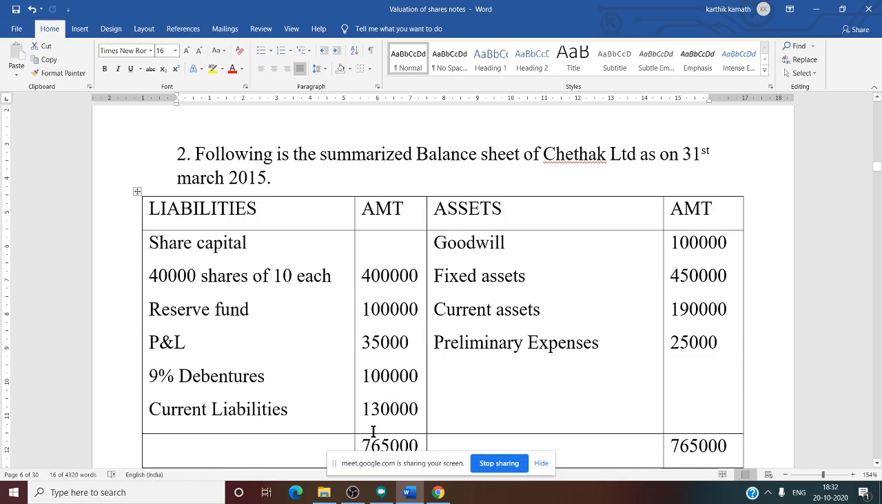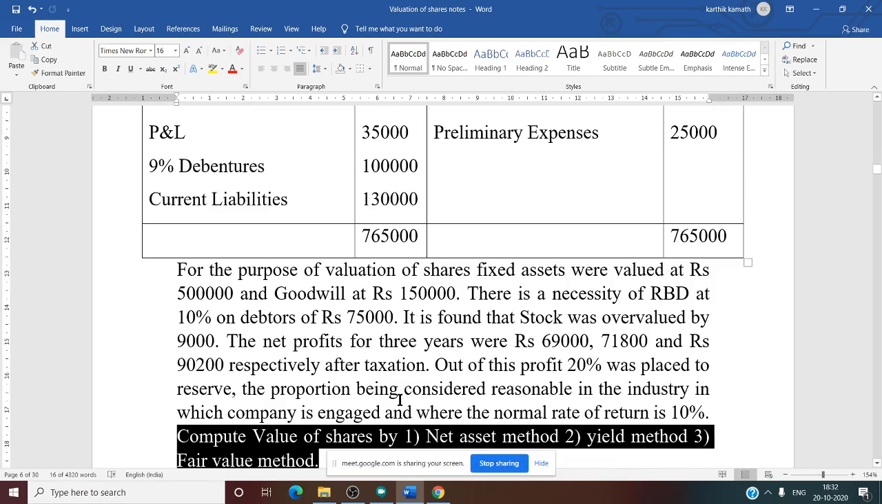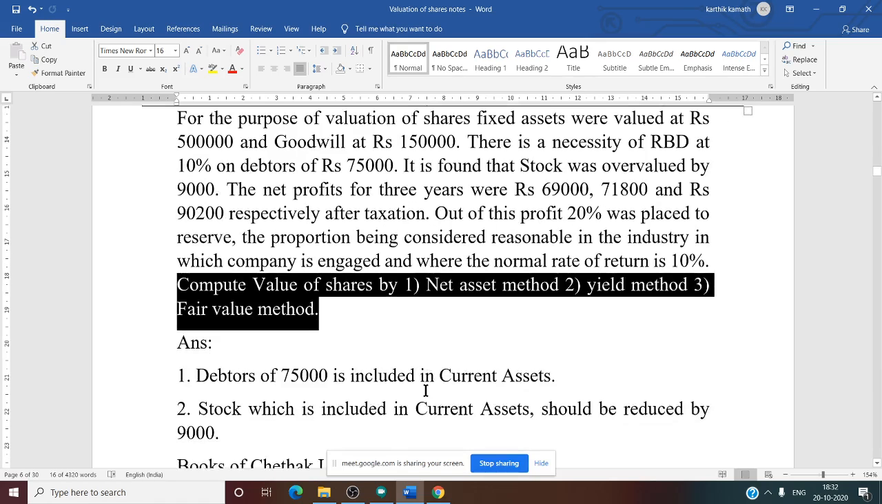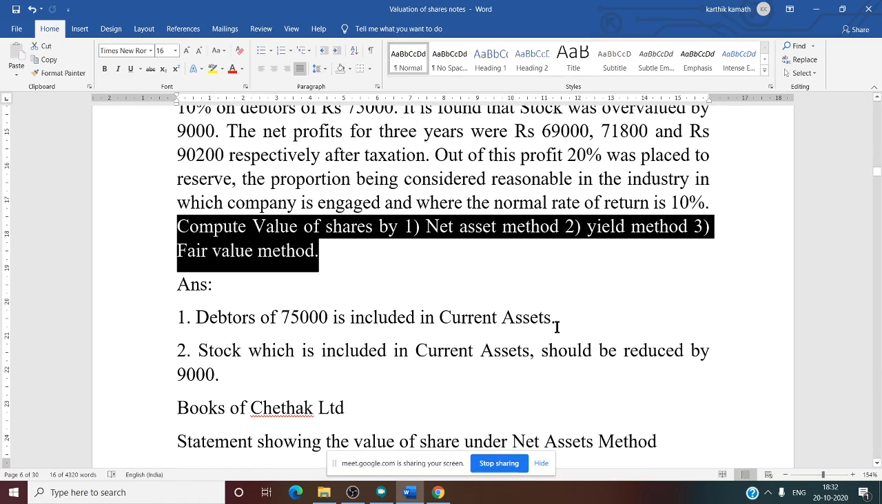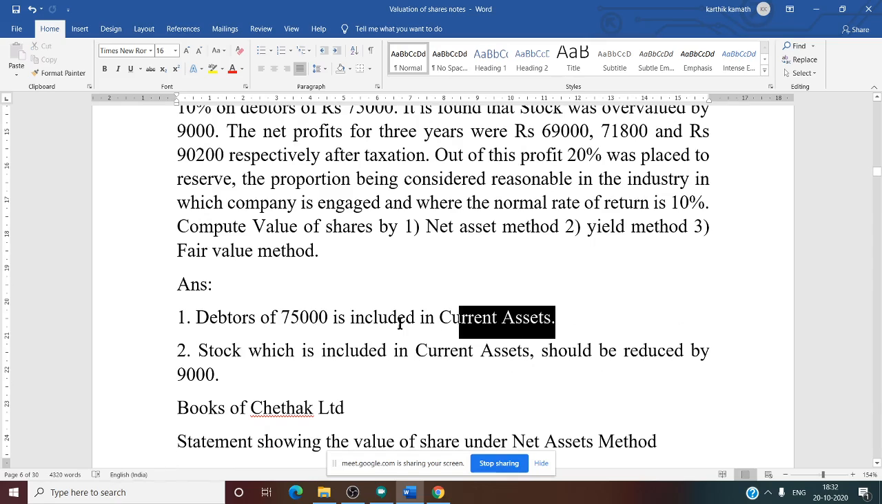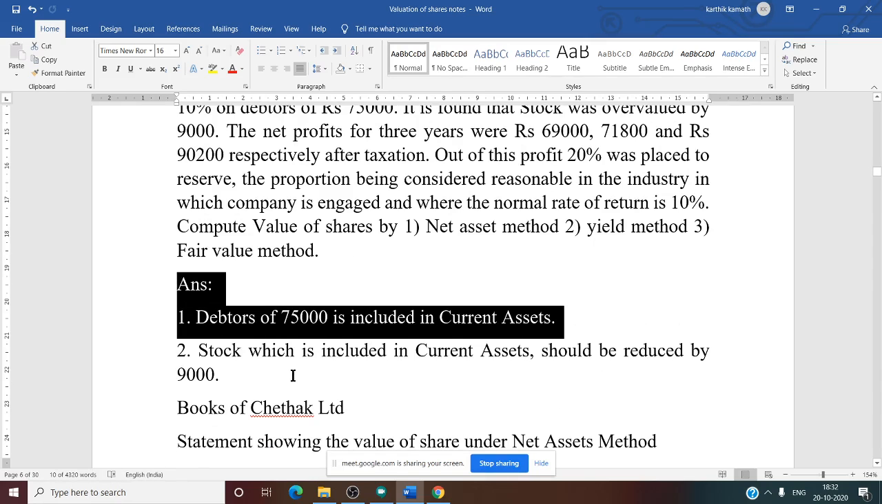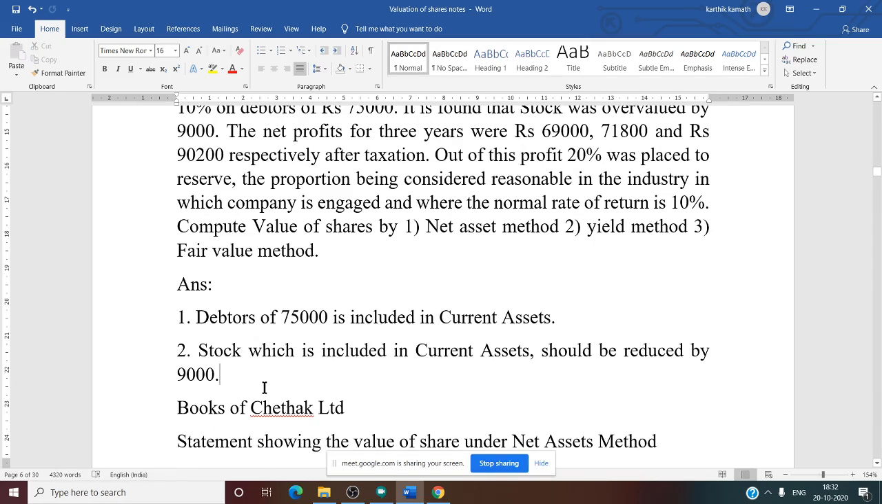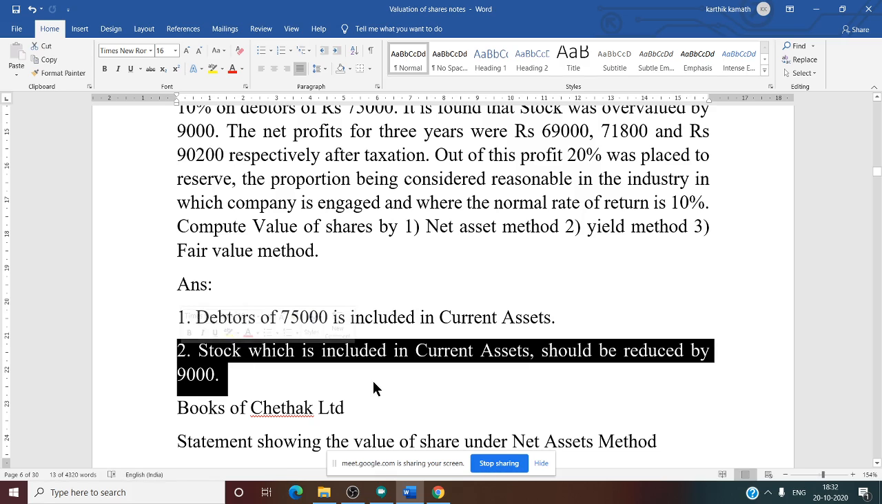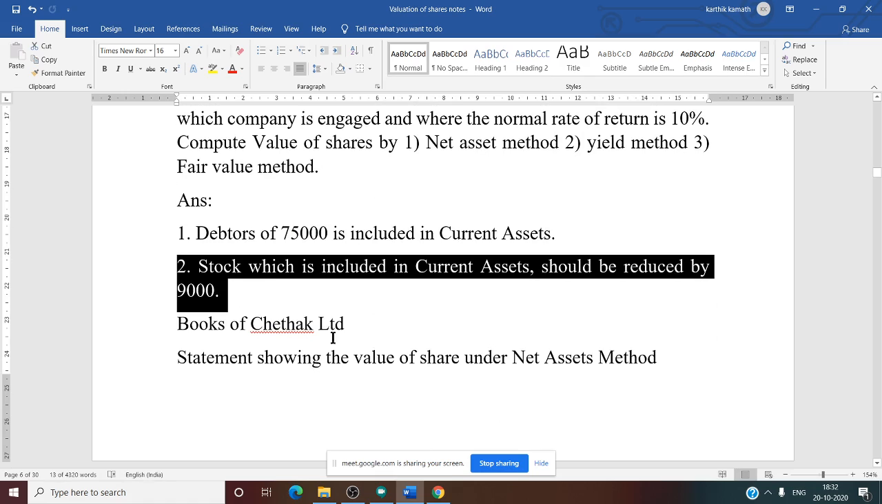Now we need to find the solution. How to start? Now first one, net asset method. Before that, certain notes are given. See this. First one, debtor 75,000 included in the current asset. We have already discussed this one. Stock which is included in the current asset should be reduced by 9,000. Why? Because it is overvalued. There is excess amount.